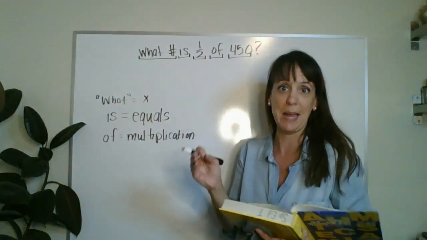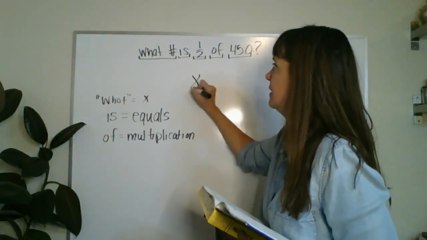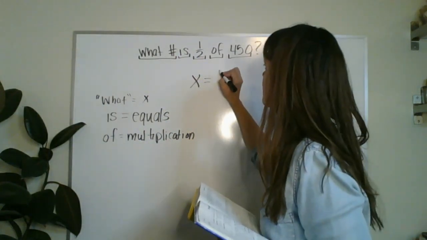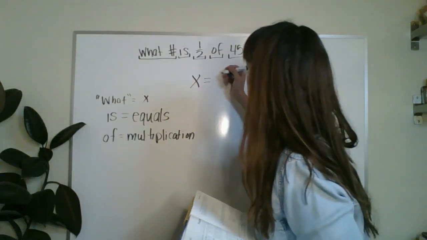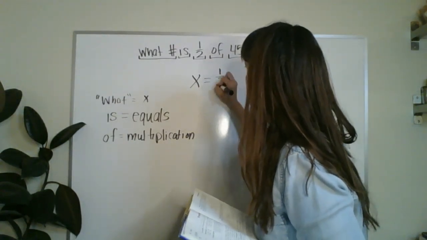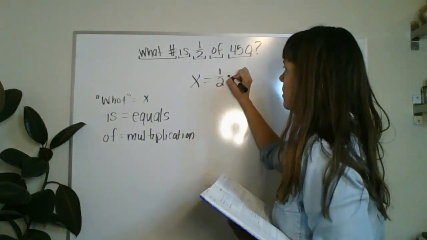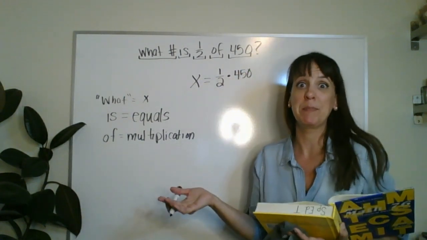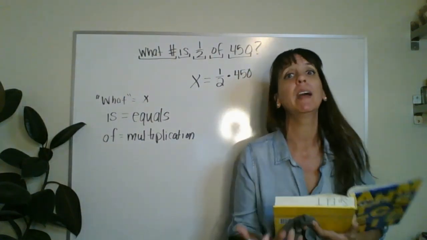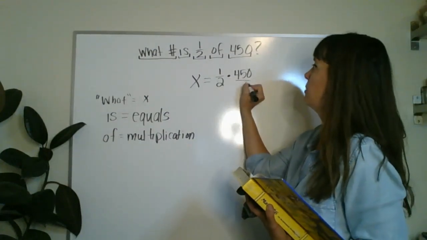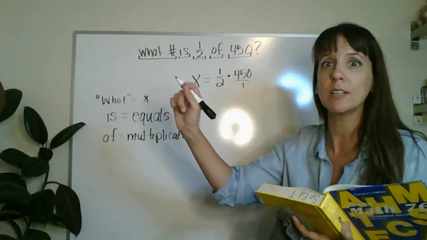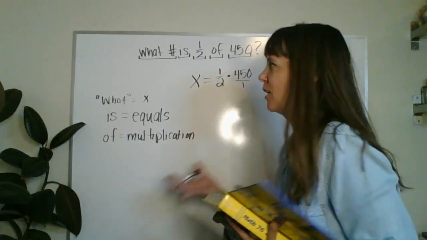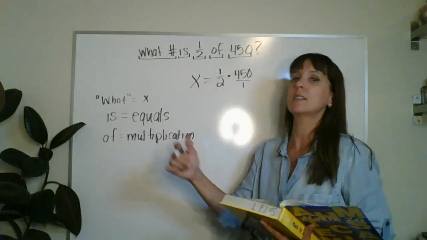We can convert all this into math. What number, that's x, is, that's equals, 1/2 of, means multiply, 450. This is just a simple math problem. In case you don't remember about multiplying fractions, you have to make them both fractions. We multiply straight across the top, straight across the bottom. Honestly, I love multiplying fractions. I hate adding them because you have to find a common denominator and all that. But for multiplying, we multiply straight across the top, straight across the bottom.